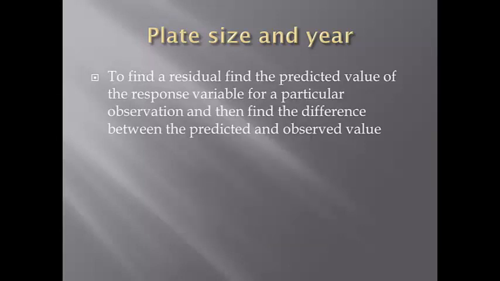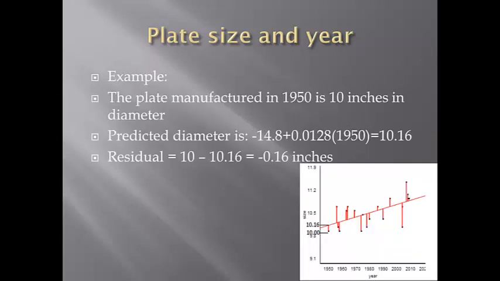To find the value of a residual, you find the predicted value of the response variable for a particular observation, and you subtract the predicted value from the observed value. Let's look at an example.